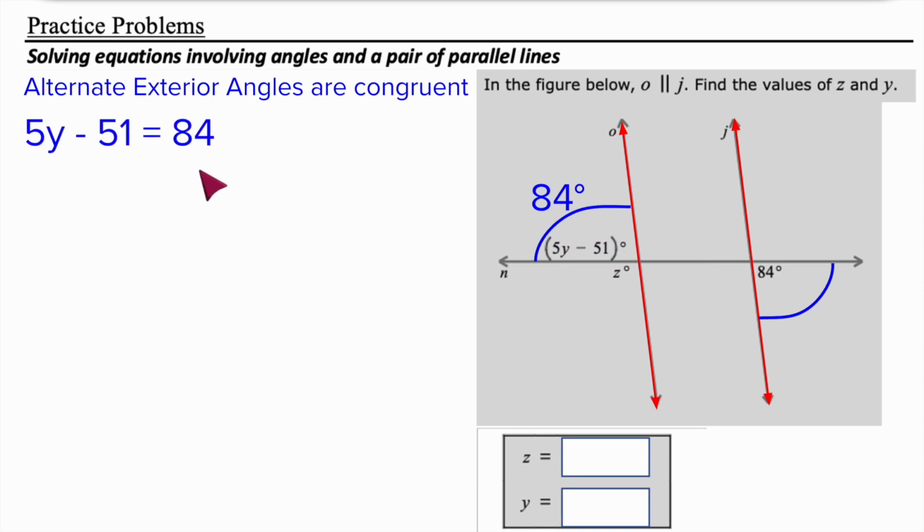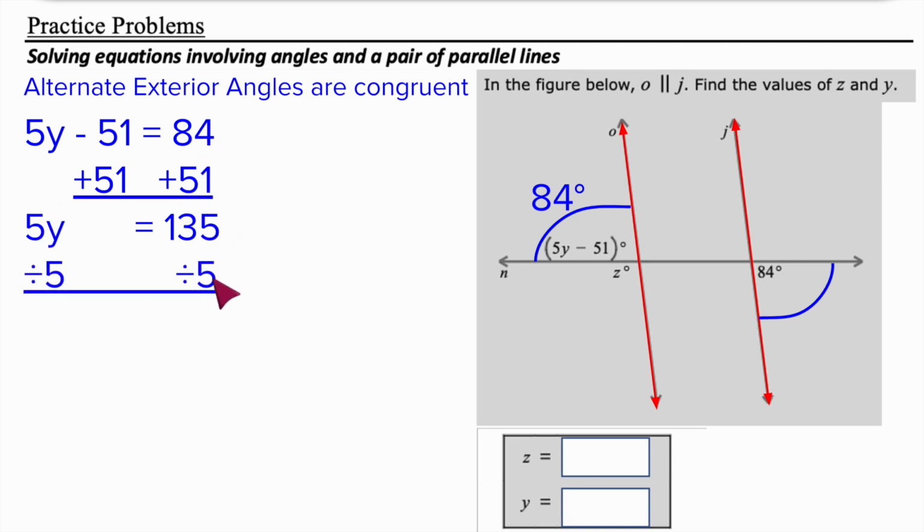So now that I know that, I can go ahead and say, well, 5y minus 51 equals 84, and I can solve this equation for y. So I'm going to add 51 to both sides, so that I'm starting to get y by itself. So 5y drops down, the 51's cancel, and I have 84 plus 51 is 135. So now I'm going to divide by 5 on both sides. So 5 divided by 5 is 1, and 135 divided by 5 is 27. So now we know y is 27.